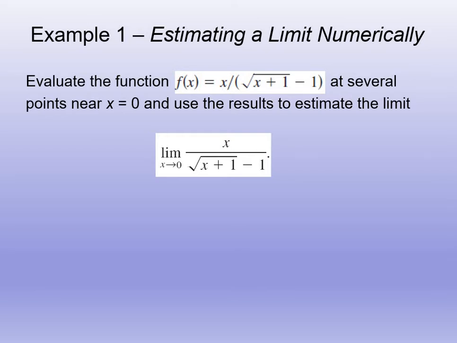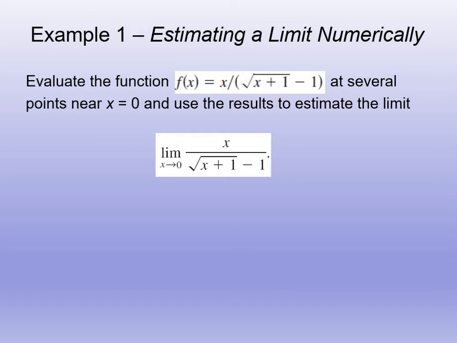Okay, we're going to estimate it numerically. That means we're going to be making a table here. So we want to evaluate the function f of x equals x divided by the quantity, so make sure you have parentheses, the square root of x plus 1 minus 1. We're going to evaluate that at several points near 0, and use that result to estimate the limit. So we write this as the limit of x divided by the square root of x plus 1 minus 1 as x approaches 0. That's how we should formally say that, all right? The limit of f of x as x approaches 0. That's what we're really doing here.